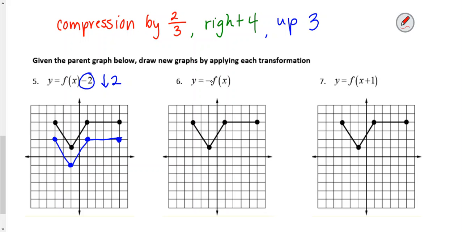Number 6, we have a reflection, right? So that's my flip. And it's always over the x-axis. It's always over this.